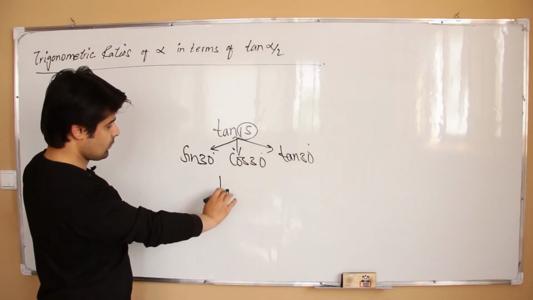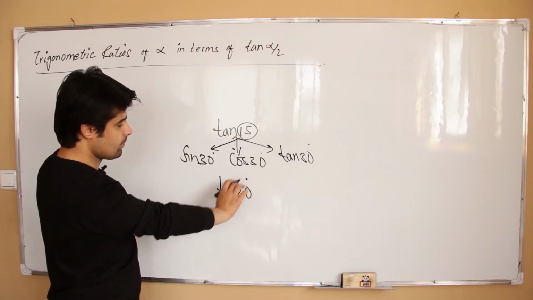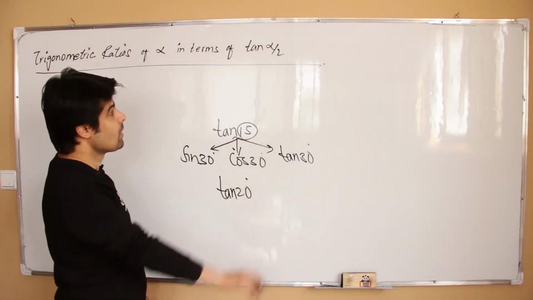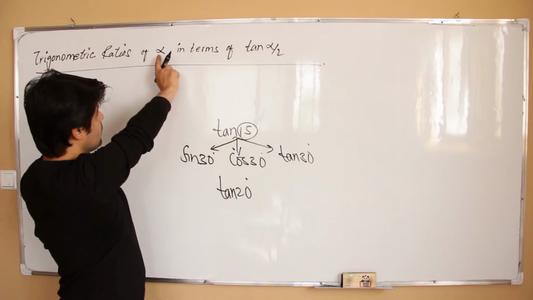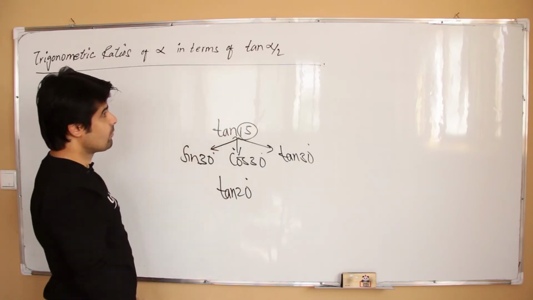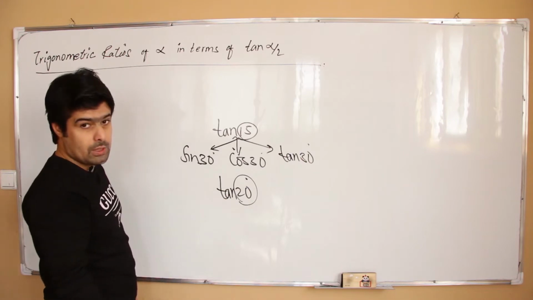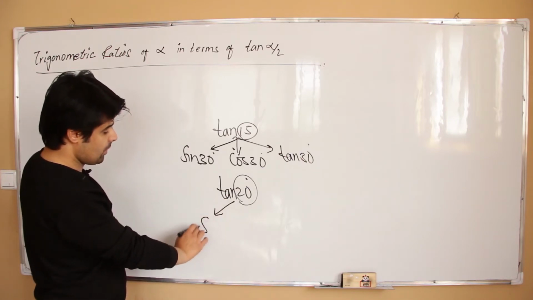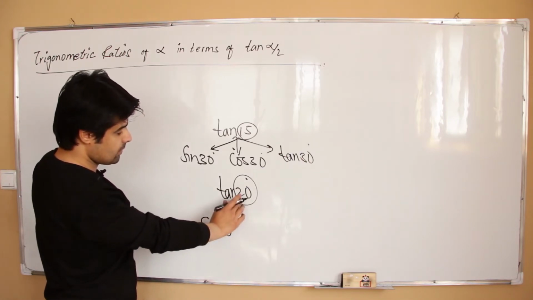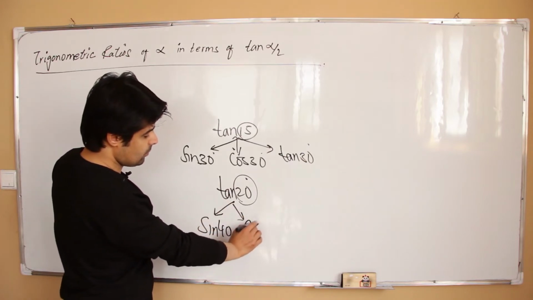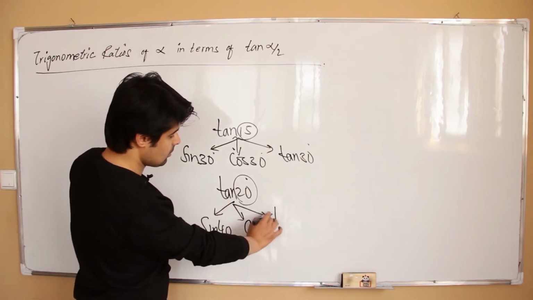If tangent of 20 is given, tangent of 20, which is tangent of alpha by 2, now you have to find alpha. Alpha is the double of alpha by 2. What's the double of 20? It is 40. Now you have to find sine of 40, cosine of 40, and tangent of 40.